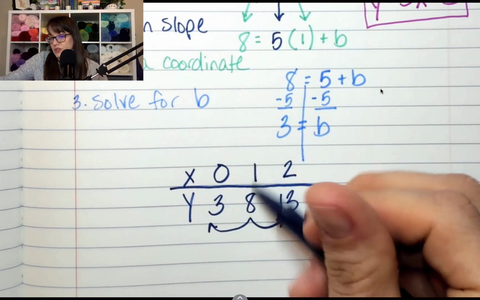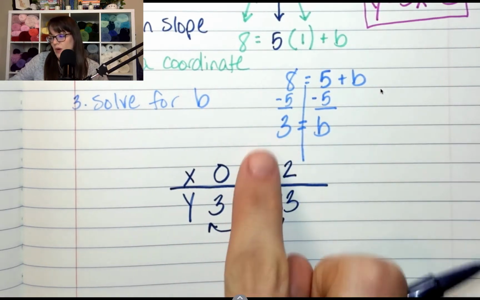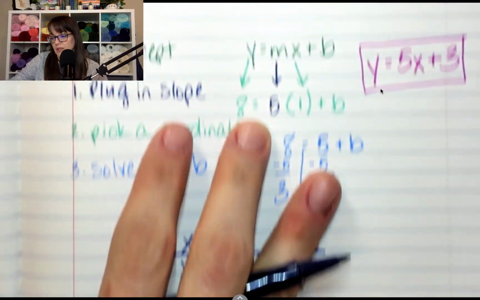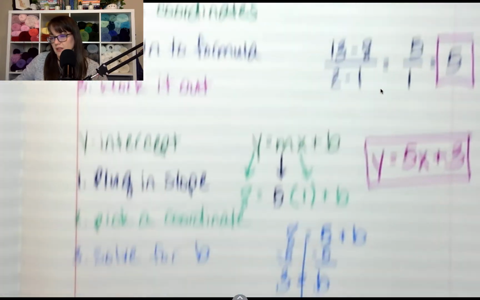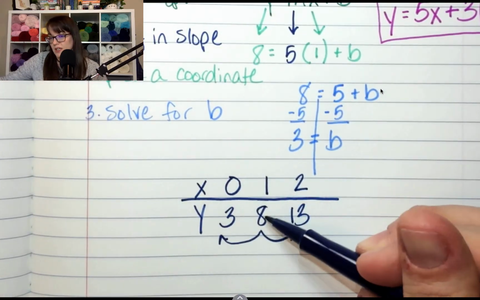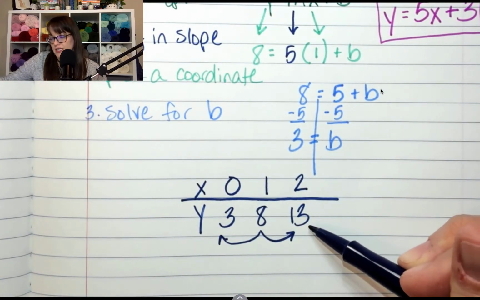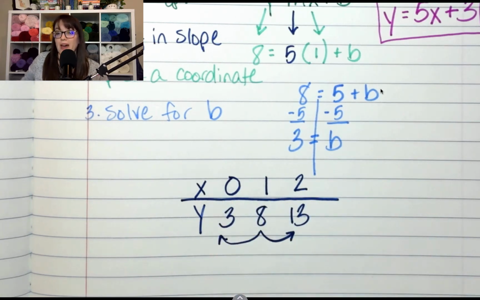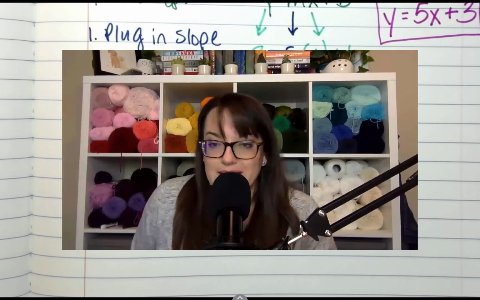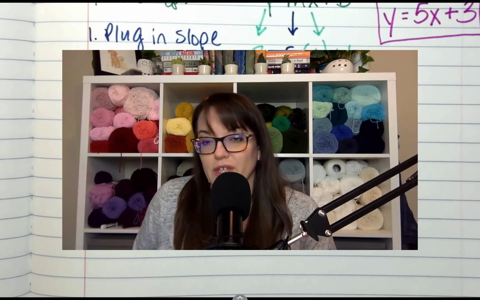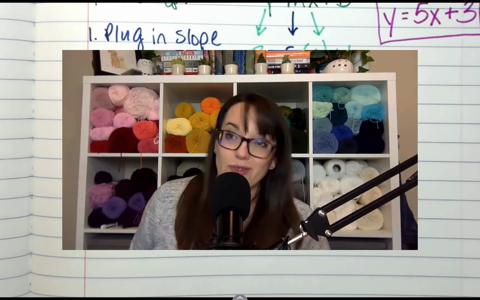So these are the two coordinates I had. My (1, 8) and (2, 13) are up here. And then I just finished the pattern like I did when it was tables. This might be easier this way. This way works too. The cool thing about math is there's lots of ways to get to the answer. You just have to find what works for you and what gets you the right answer.